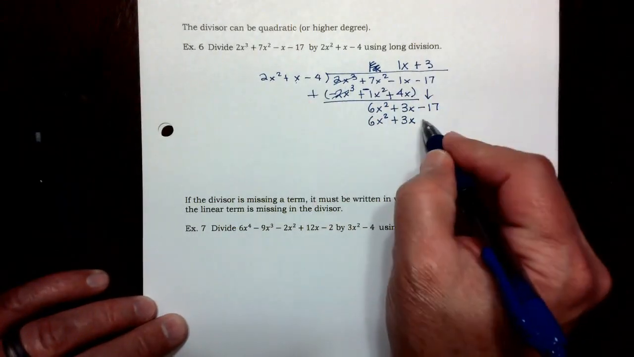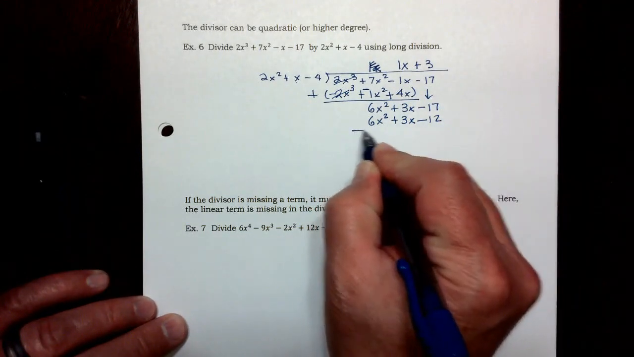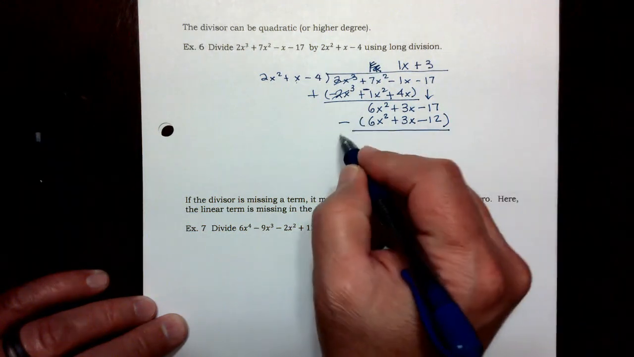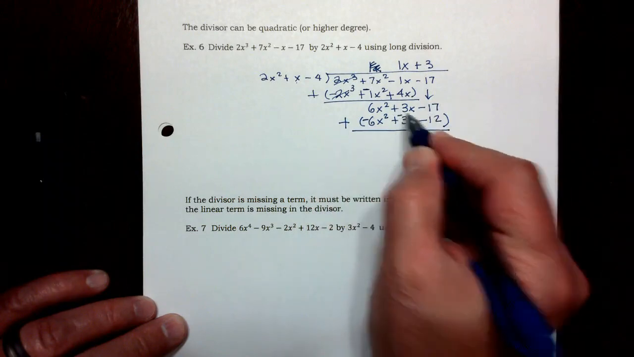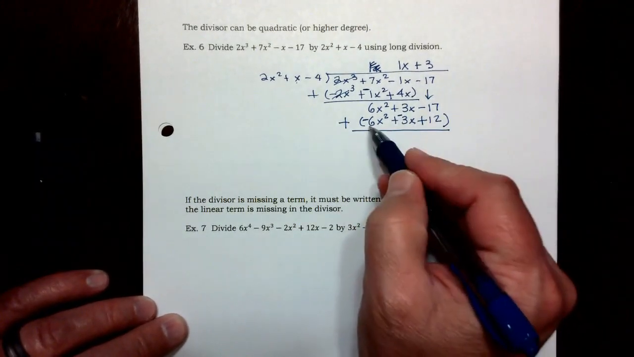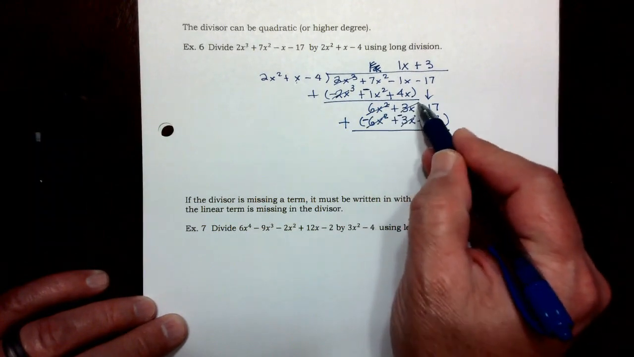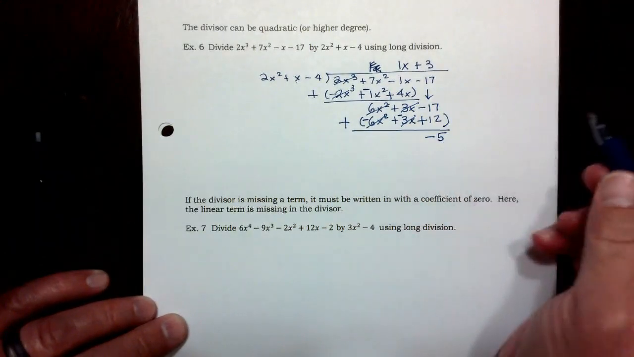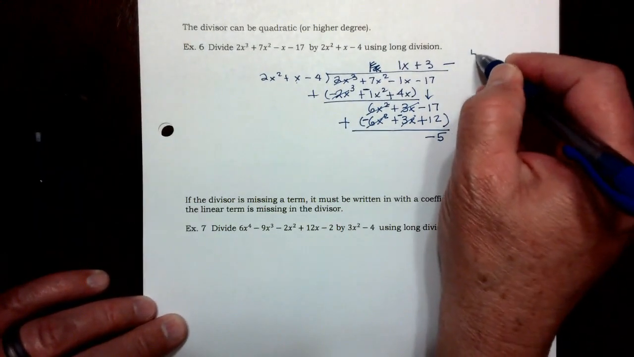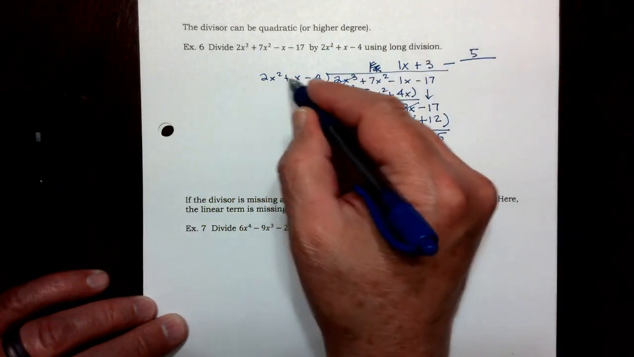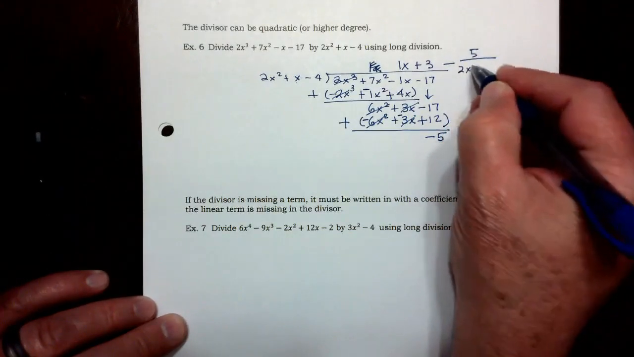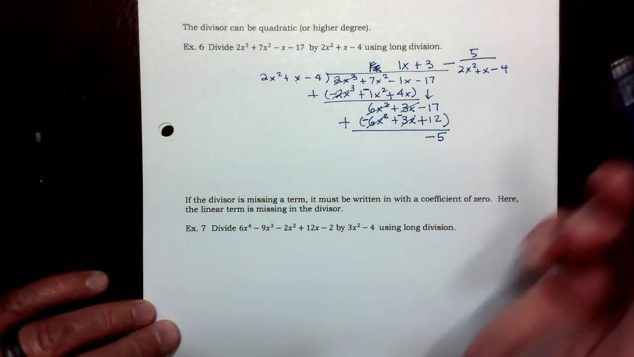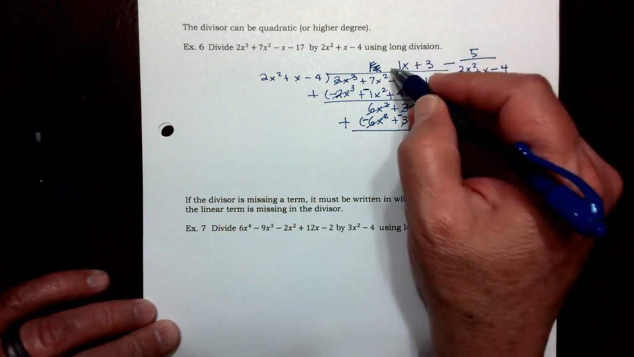And 3 times negative 4 is negative 12x. So now we're going to subtract this expression, or add the opposite, which is what I've suggested is a better option. In this case, these cancel, so do these, and you get negative 5 as your remainder. So you simply take that remainder up here, go minus 5, and you use that divisor again, 2x squared plus x minus 4.